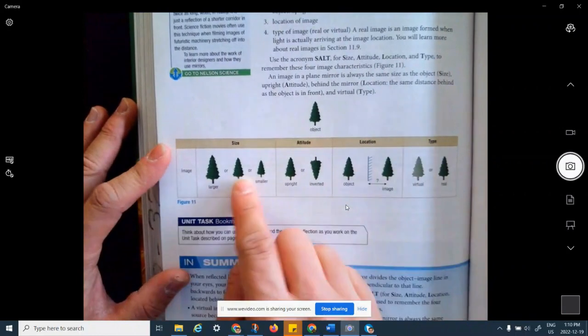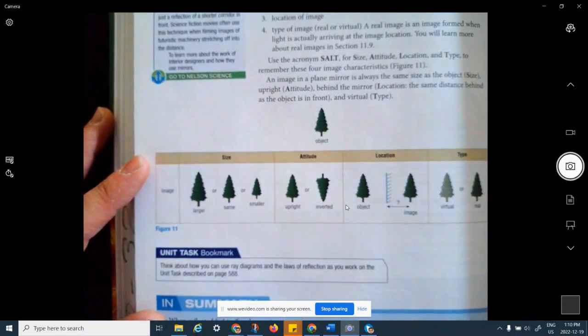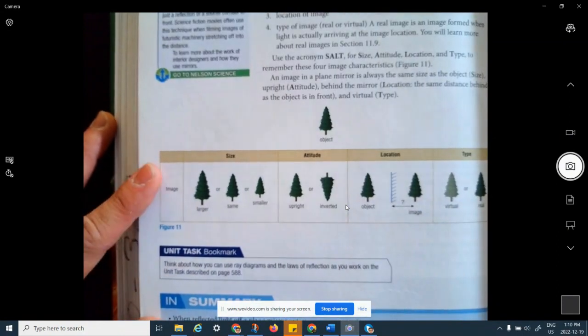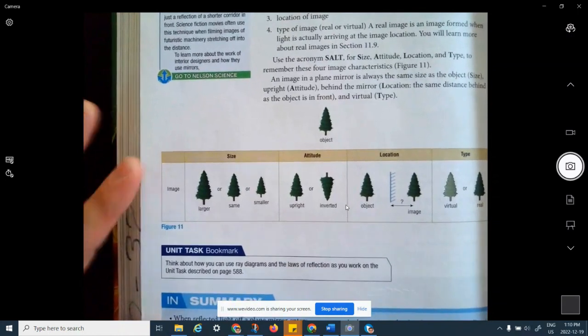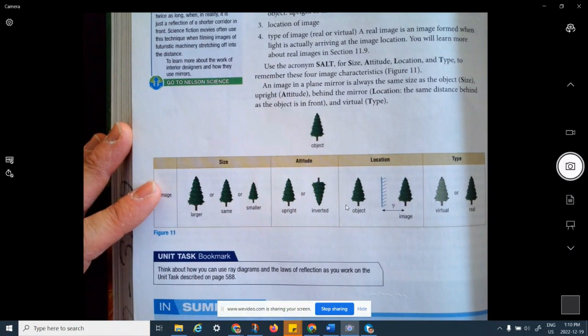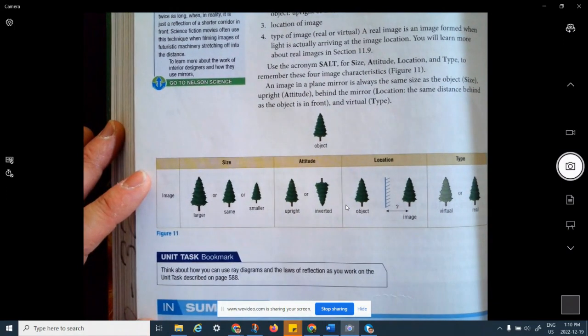Now, in the textbook, they use SALT, but as you might notice, our handouts use a slightly different acronym. I don't personally care, as long as you give us the four different characteristics. And there will be questions regarding those. Any questions?